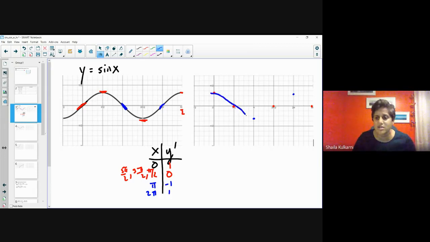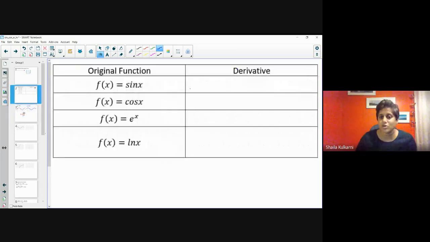Oh my goodness gracious. Do you notice what this graph looks like, ladies and gentlemen? If you said, hey, isn't that the cosine graph? You're absolutely right. So y prime, or the derivative of sine, is cosine. So there we go. The derivative of sine is cosine. So that's the first graph.